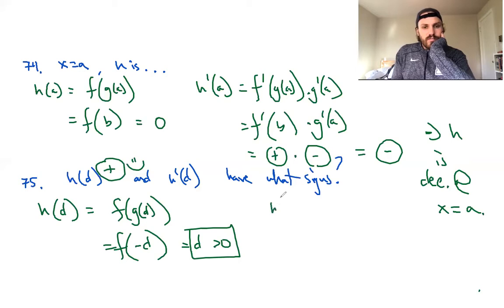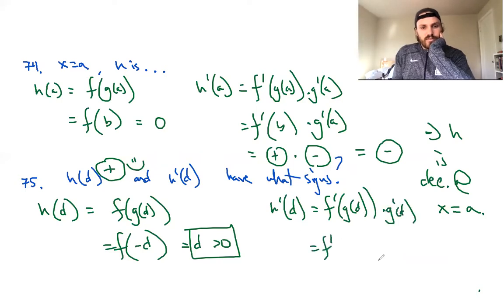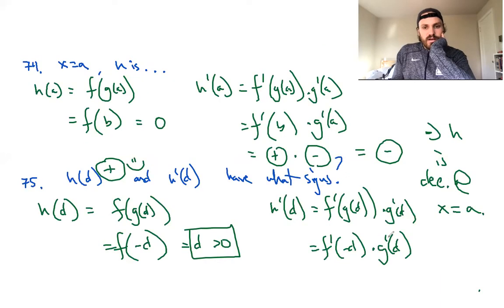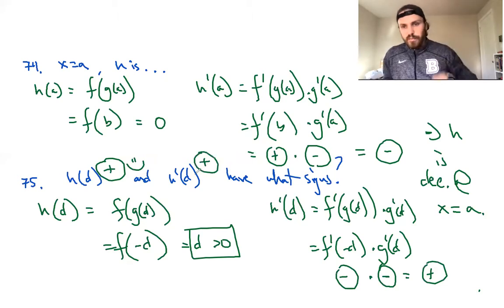H prime of d, of course, is going to be f prime of g of d times g prime of d. And that's going to be f prime, g of d, remember, is negative d times g prime of d. So f prime of negative d is right here, and it's definitely negative. And g prime of d is also negative. So we've basically got a negative times a negative, which is a positive. So we know that both of these things are positive.